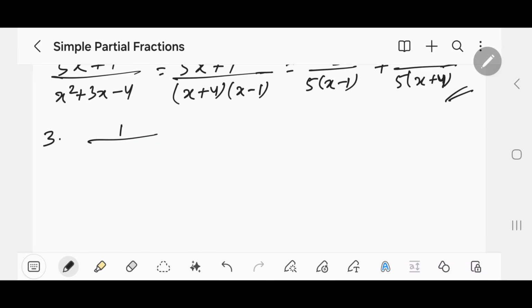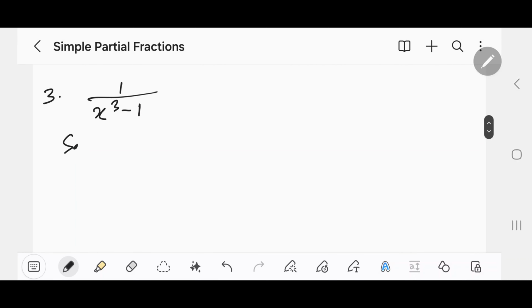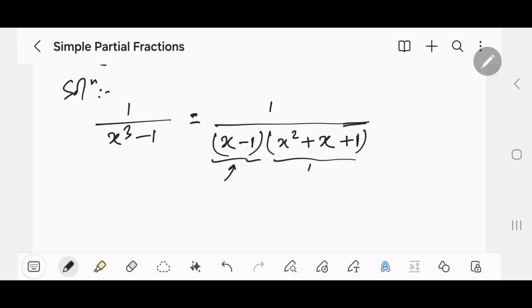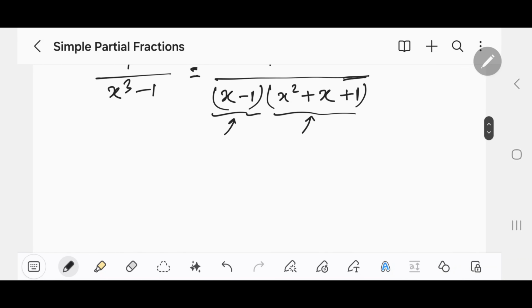Okay, let's look into the third problem: 1/(x³ - 1). Now, how to do this? Let's express the given function such that the denominator has products of the factors. x³ - 1 can be written, by using the formula a³ - b³, as (a - b)(a² + ab + b²). This is the formula. Now you can see there are two factors. One is a linear factor, the other is a quadratic factor, and both are non-repeating.